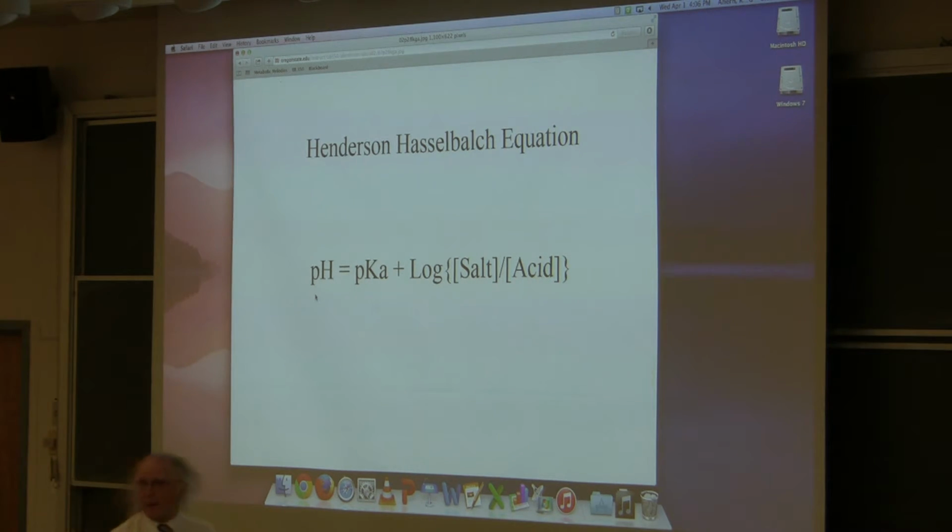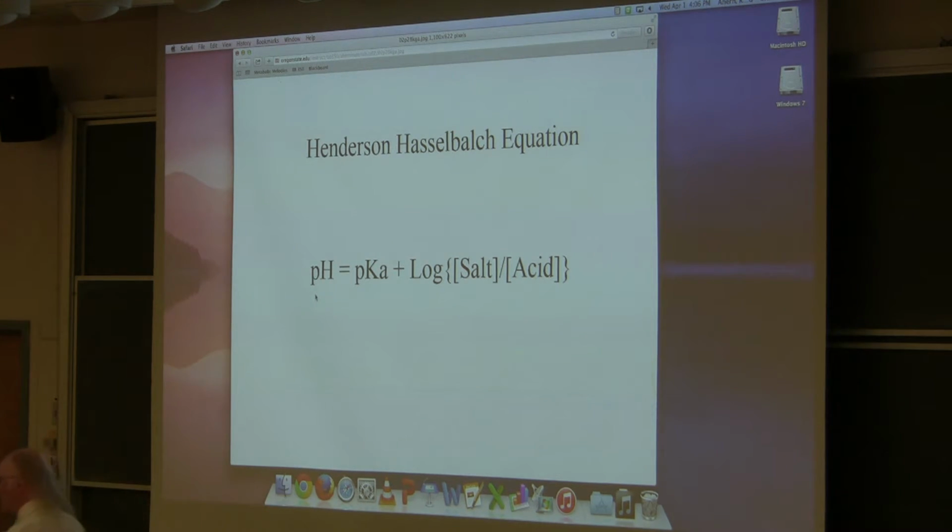This one you're going to hear a lot about, because it really helps us to understand what's happening in that buffer. Now, as I told you last time, it tells us that the pH is related to the pKa. What did I say the pKa was? What did it measure? Strength of a weak acid, right? So it's related to the pKa and the logarithm, the concentration of salt divided by the concentration of acid. Right?